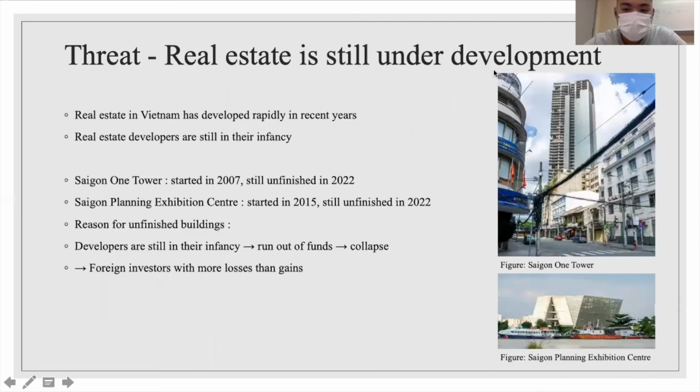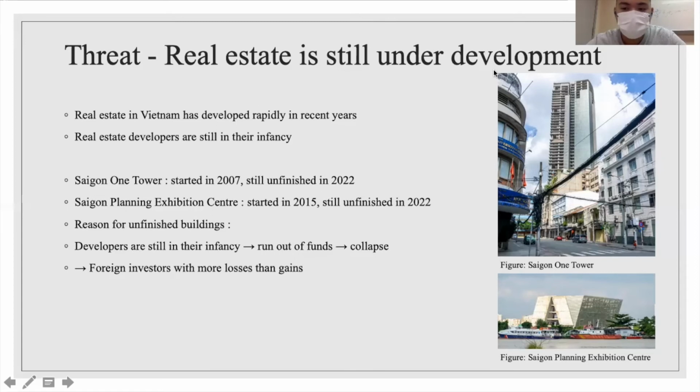Another important threat is that Vietnam's real estate is still under development. Real estate in Vietnam has developed rapidly in recent years, but the real estate developers are still in their infancy. The size of the developer is therefore a significant threat to foreign investors. Unfinished buildings are often found in Vietnam. For example, Saigon One Tower and Saigon Exhibition Center started construction in 2007 and 2015.